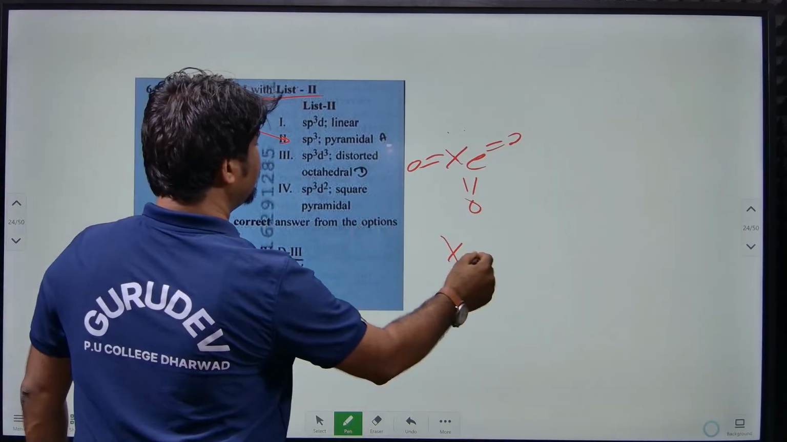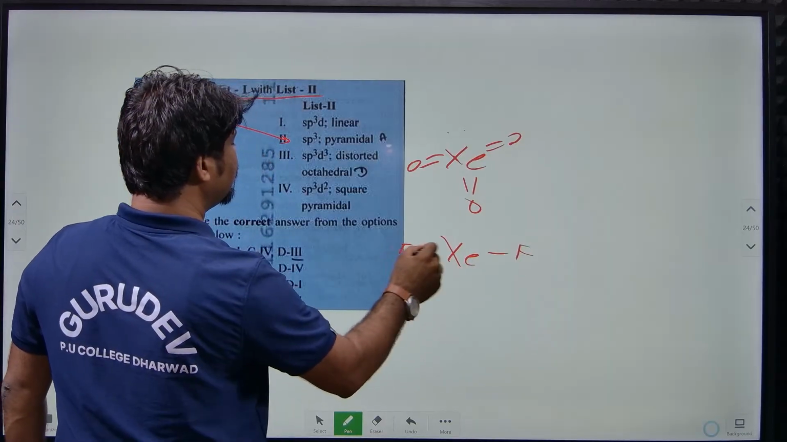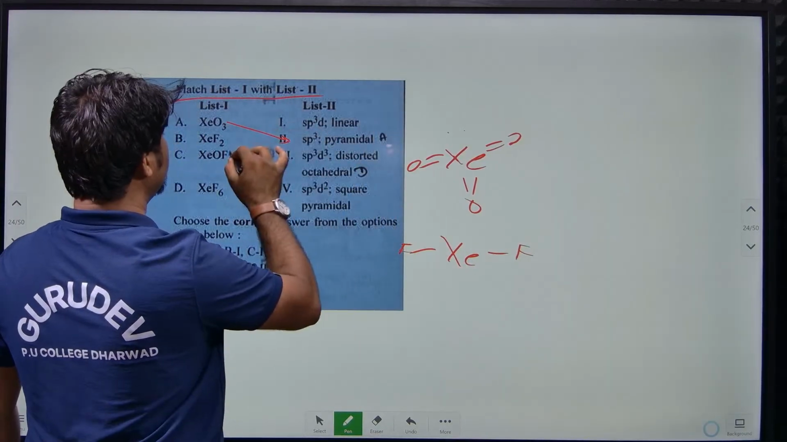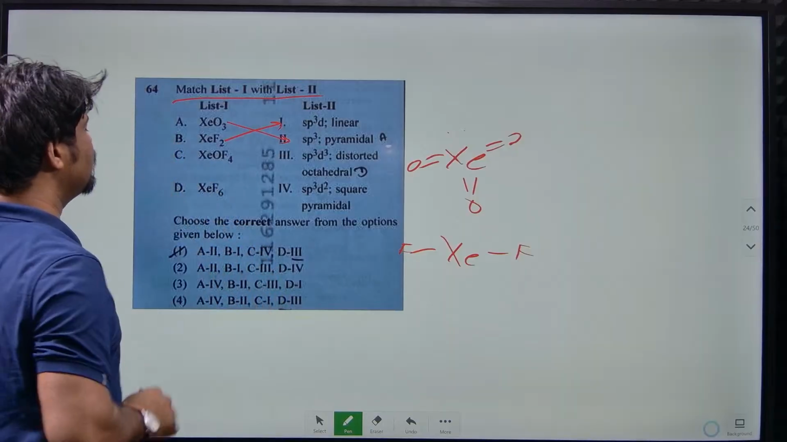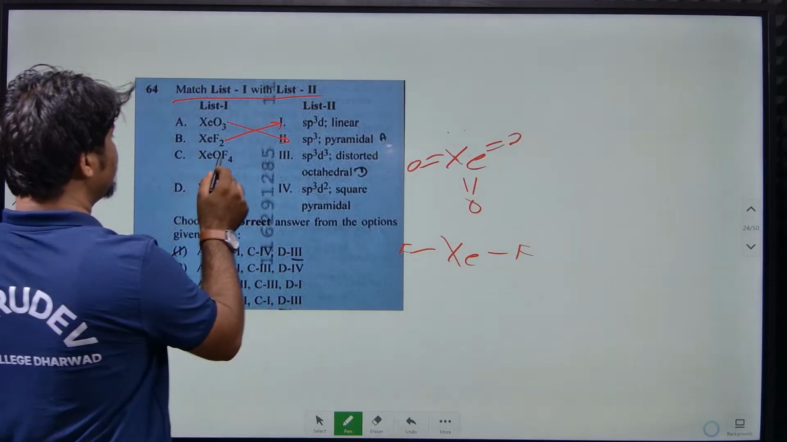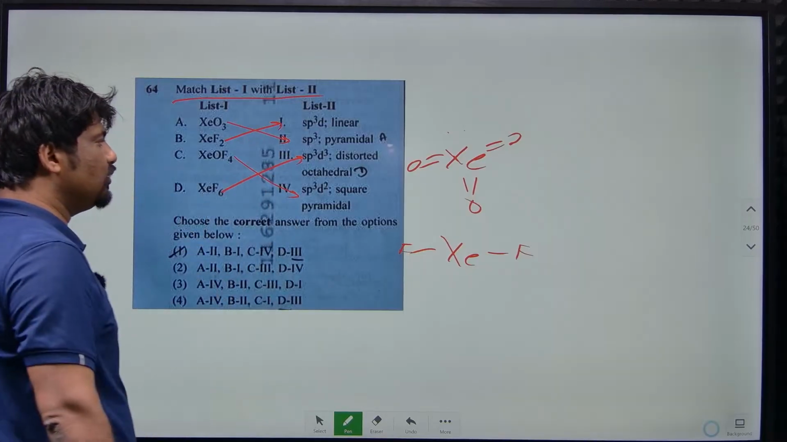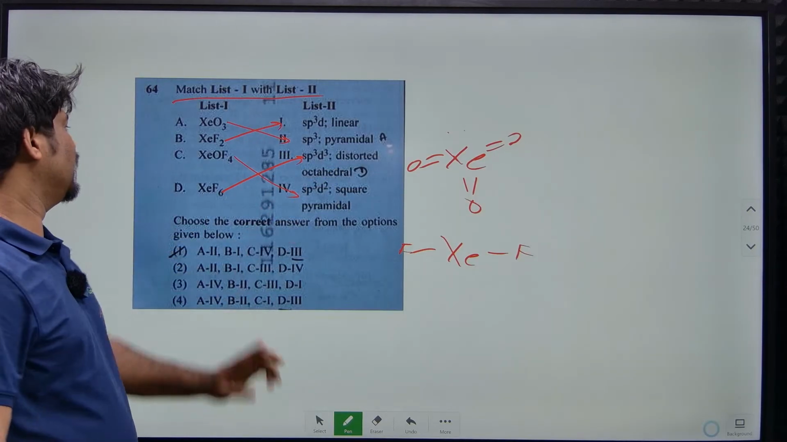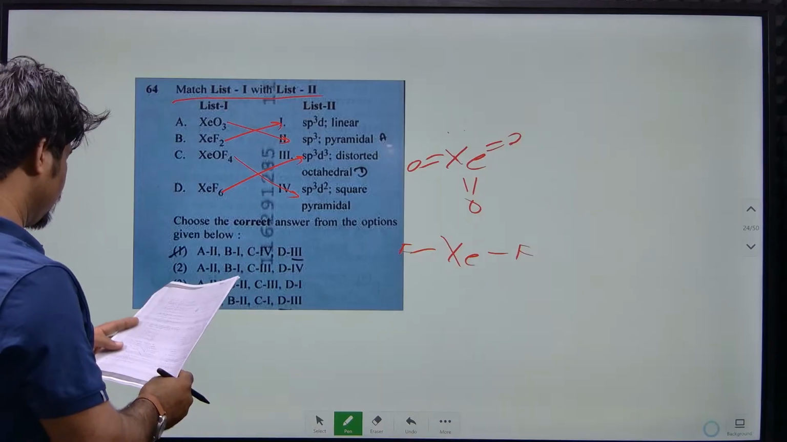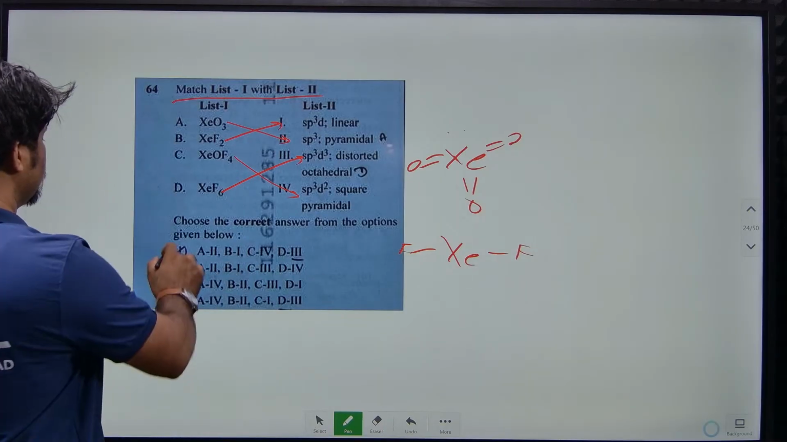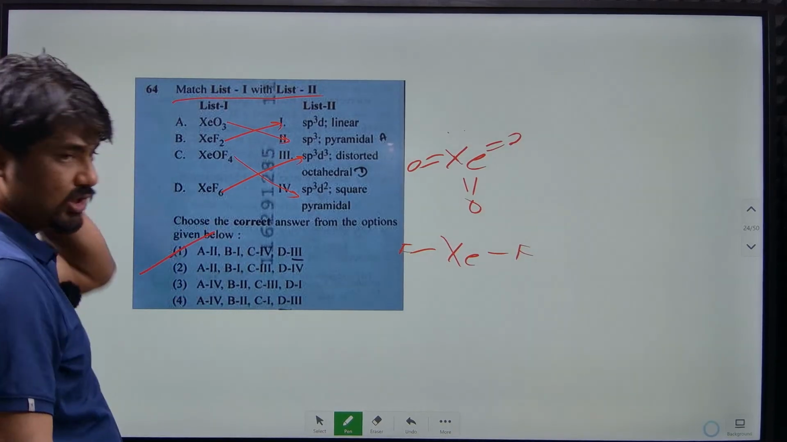XeF2: xenon is bonded with 2 fluorines, so it is linear in shape. Here B belongs to the first one. Then XeOF4 is pyramidal, and XeF6 is sp3d3 and distorted octahedral in geometry. So for question number 64, the first option is the right answer.